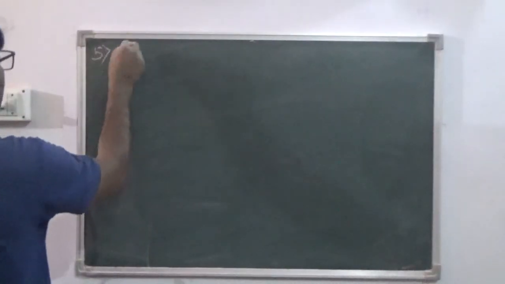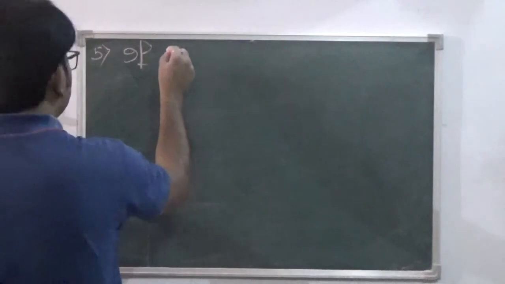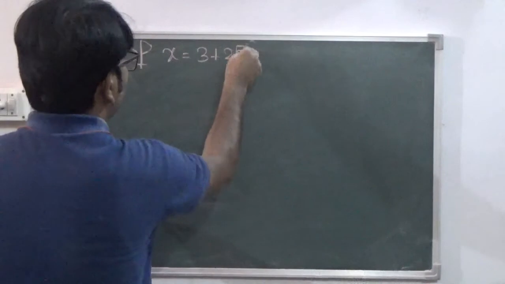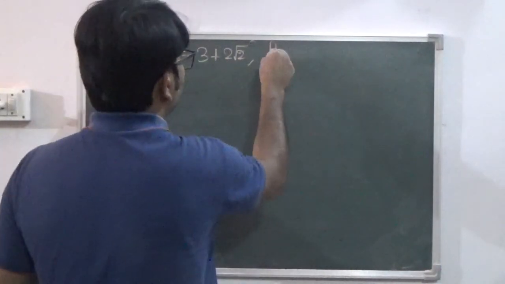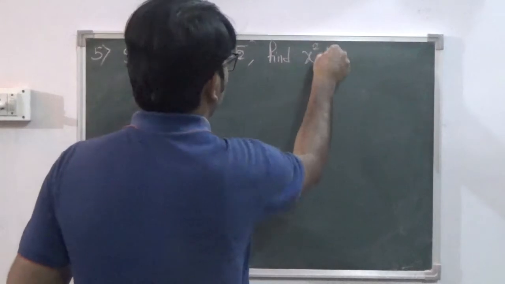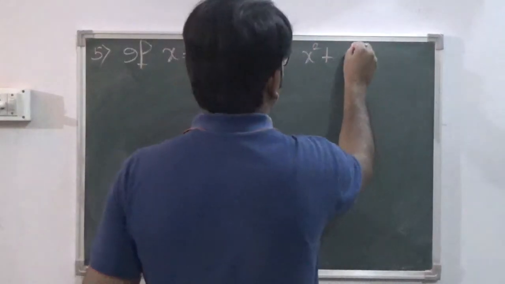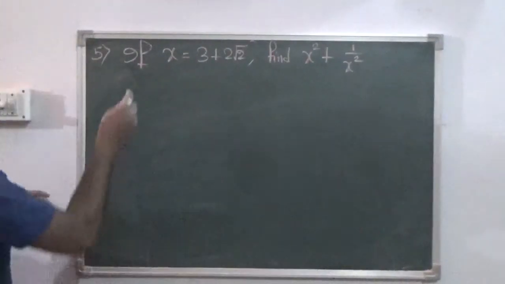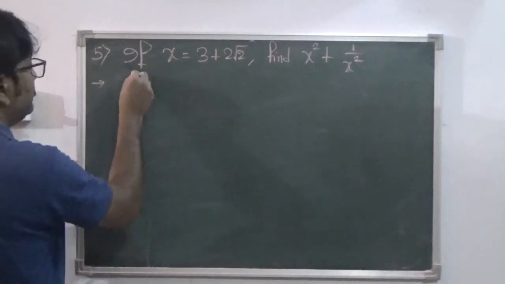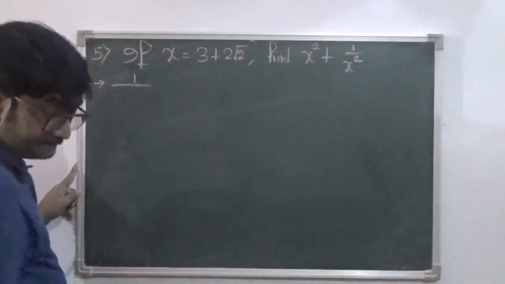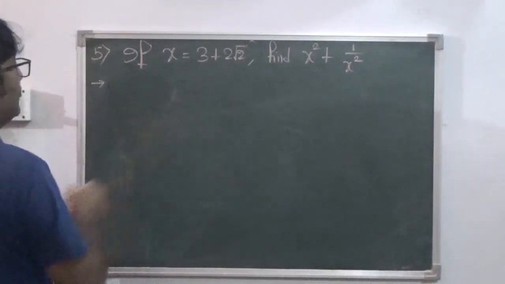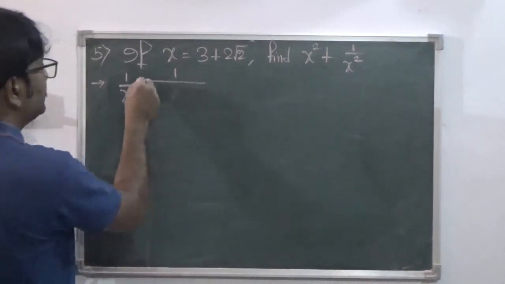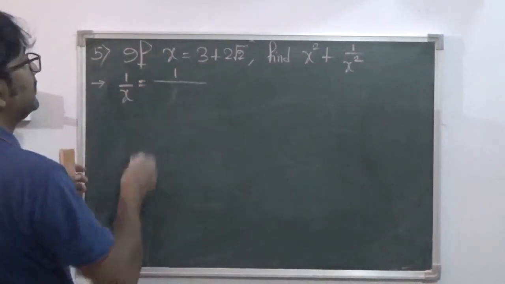Question number 5. If x equals 3 plus 2 root 2, find x square plus 1 by x square. Okay, so let us see again. So first of all, what is 1 by x? So 1 by x is 1 divided by 3 plus 2 root 2.